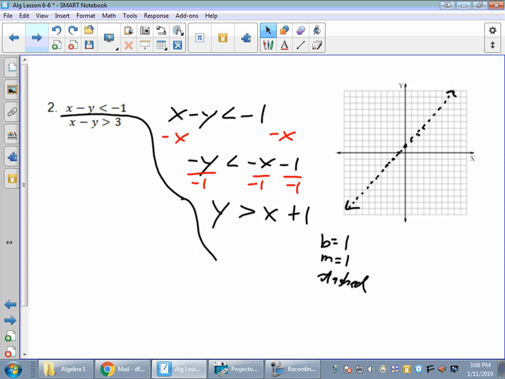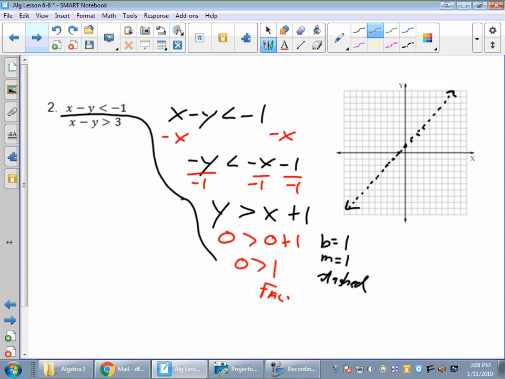So when I plug in 0 for x and 0 for y, I can plug it into any of these: the original equation, or I can plug it into this last one. So I'm plugging into the last one here. I got 0 is greater than 0 plus 1. So 0 is greater than 1. Well, that's false. We know that's false.